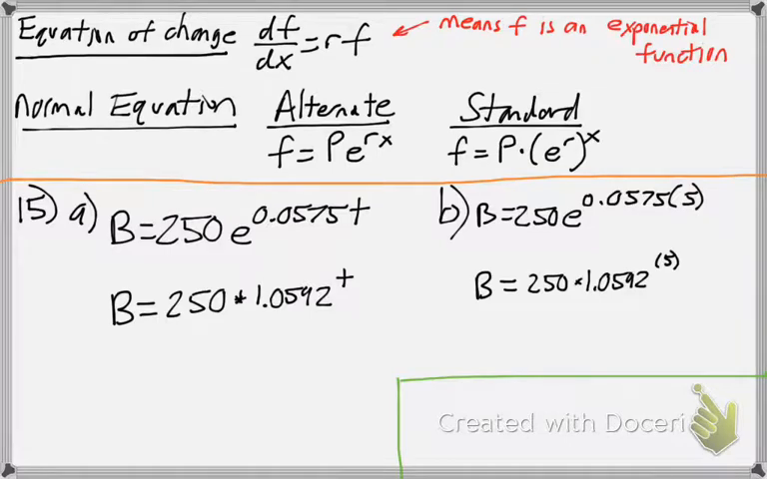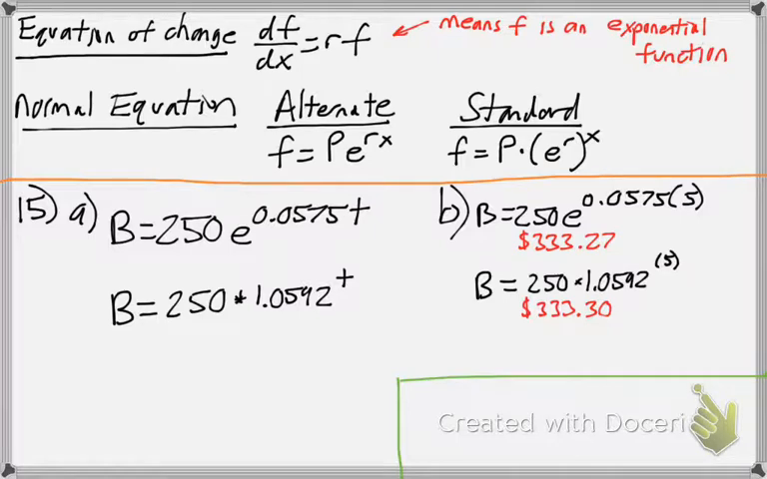then here you should get $333.27. Here you should get $333.30. So they're pretty close. If this were over a longer period of time, they would be further apart.